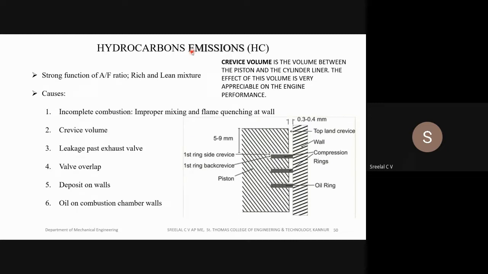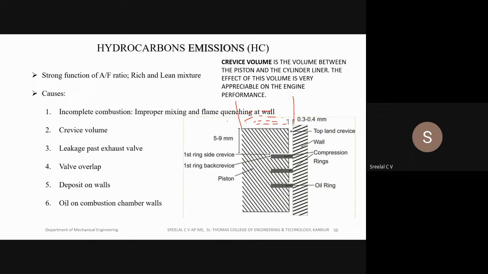Okay, so understand that an incomplete combustion is taking place. For the first cause, you already understand the incomplete combustion, due to proper or improper mixing and flame quenching. And the next one we are discussing is the crevice volume. Crevice volume means it is just a small gap or volume between the piston and the cylinder. So there will be some volume between the piston and the cylinder, and the charge will be introduced here.